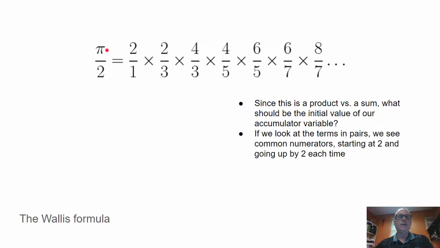Secondly, if we look at these in pairs, note that the numerator stays the same, and those are even numbers starting at 2. 2, 4, 6, 8, and so on. And then the denominators in the pairs: the left denominator is the numerator minus 1. The right denominator is the numerator plus 1.